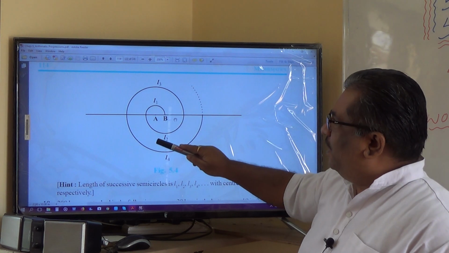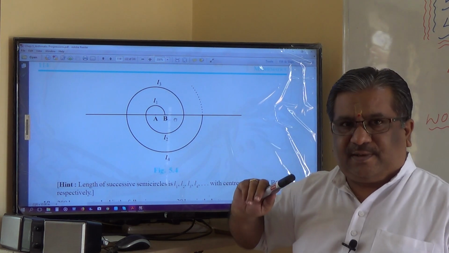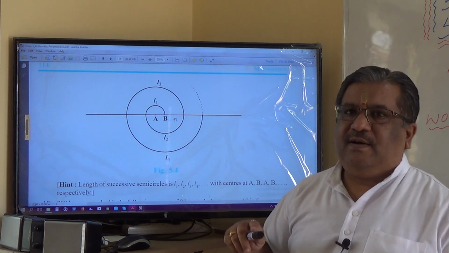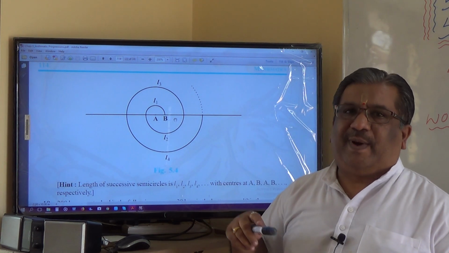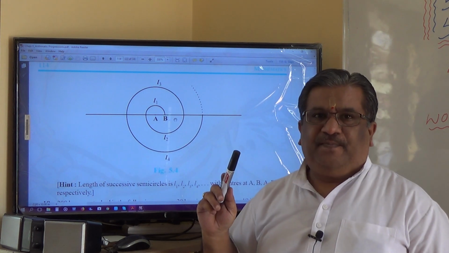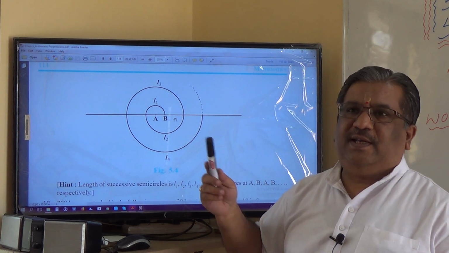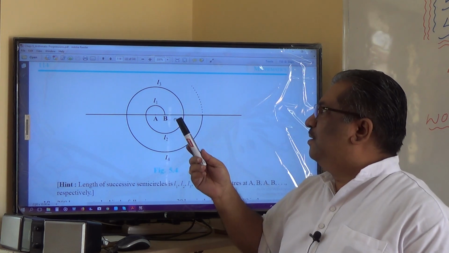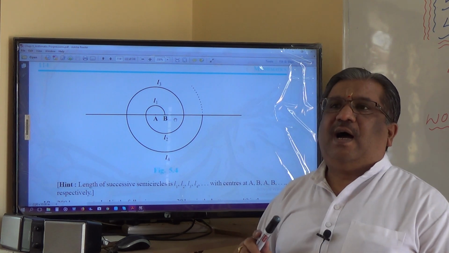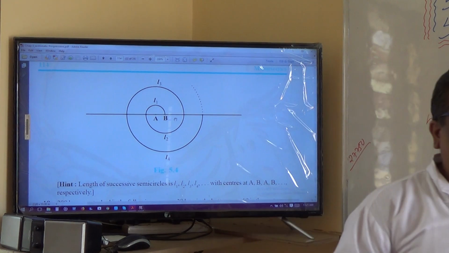Here what is important is that L1, L2, L3 are the lengths of the semicircular parts of the spiral. The total circumference of a circle is 2 pi r, and the length of the semicircle is half of 2 pi r, which is pi r basically. So let us see how to solve this one.